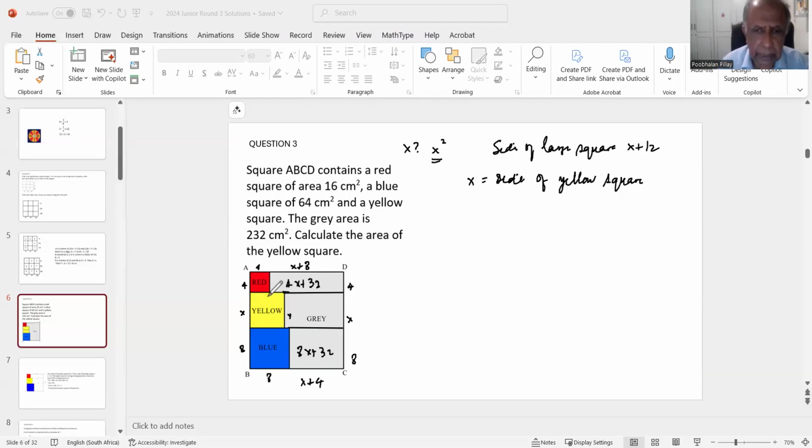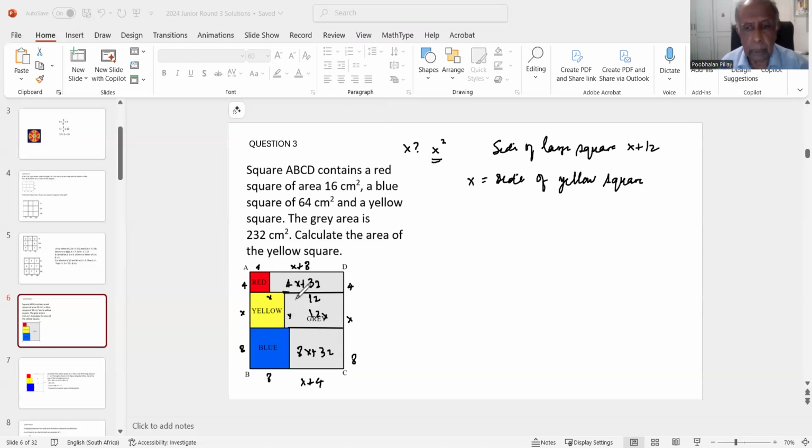Okay, so this is x here then. This part here, this is a yellow square. So this is x here, and the whole thing is x plus 12. So this has to be 12, right? So we just use the fact that this part here is x. So now you've got the area for this is 12x.